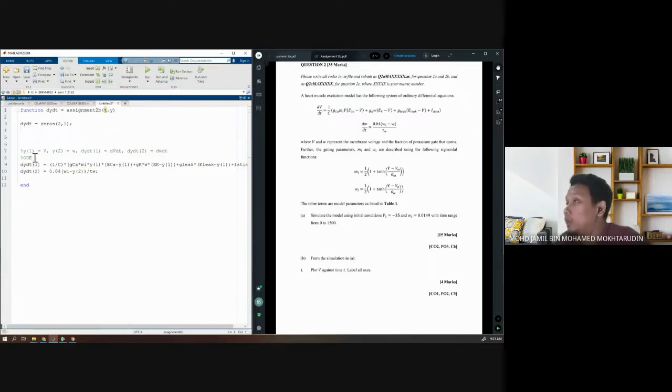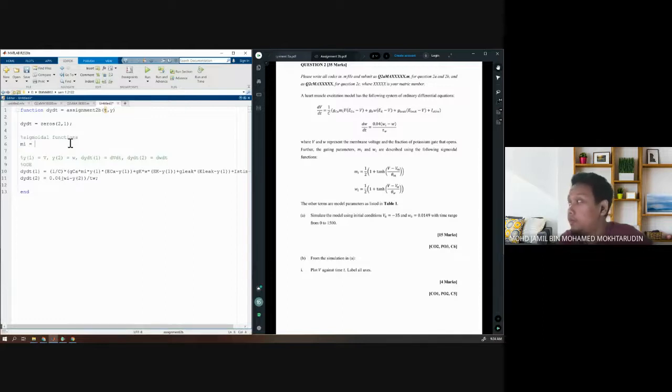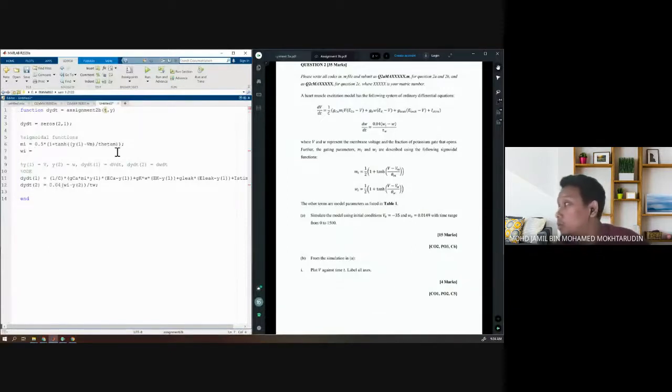Then we need to define the sigmoidal functions. So the first one is M infinity, 0.5 times (1 plus tanh), where V is y1, minus VM over theta M. And then W infinity. So it's almost similar, just copy. And then this is theta W and VW. Okay.